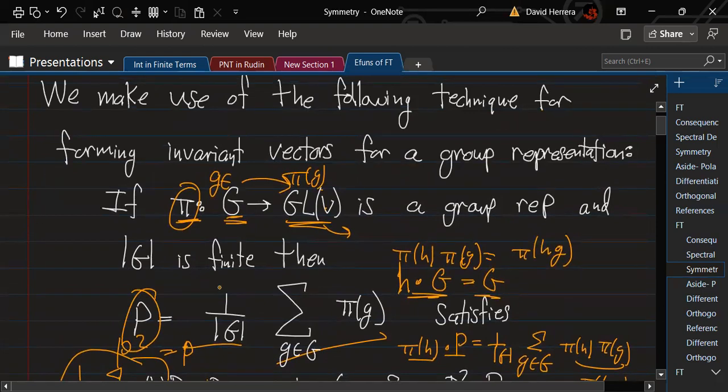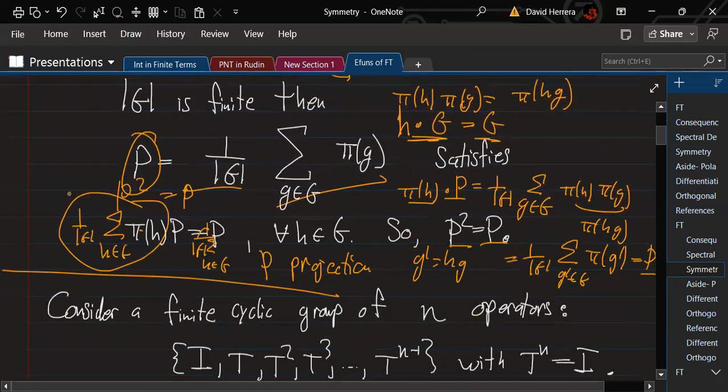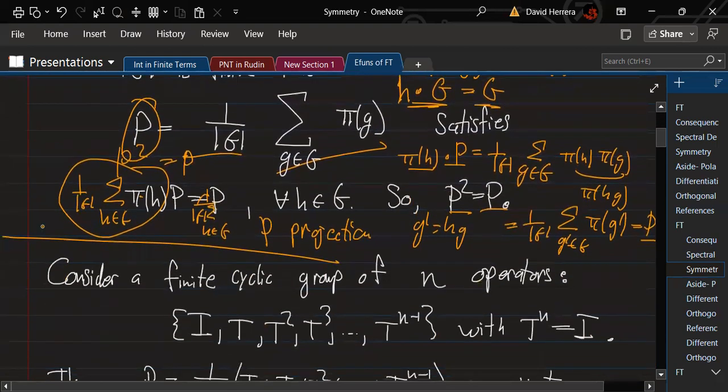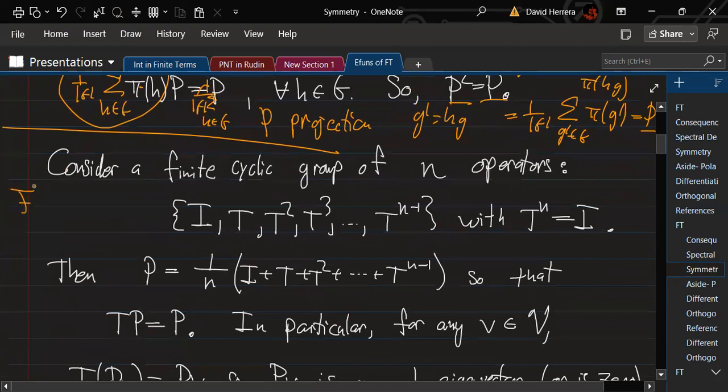However, we're going to just use this small idea and apply it to a very simple example. Our simple example is that the Fourier transform to the fourth power is the identity. So the simple group that we only really need is 1, x, x squared, x cubed, where x to the fourth is 1. So it's a very simple group.